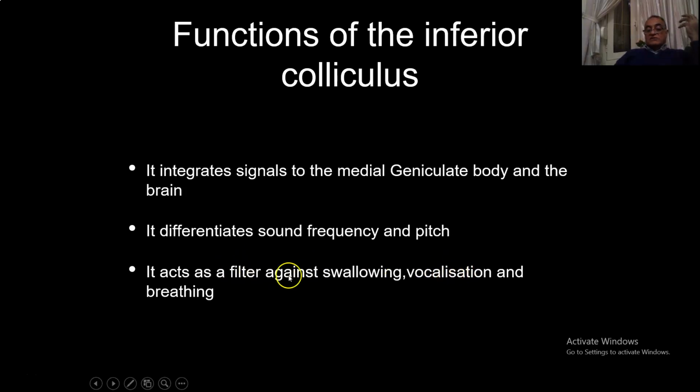But if you don't have this filter, you will hear these voices from inside, what you talk, what you swallow, and what you breathe. So this is a very important function of the inferior colliculus, differentiating the pitches, sending signals to the medial geniculate body, and filtering local sounds, swallowing, vocalization, and breathing.